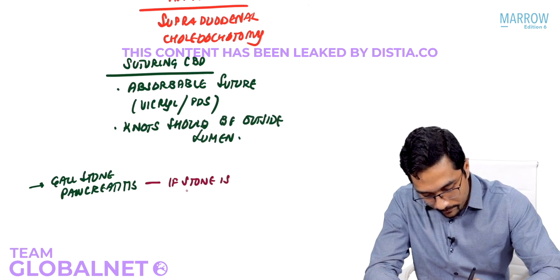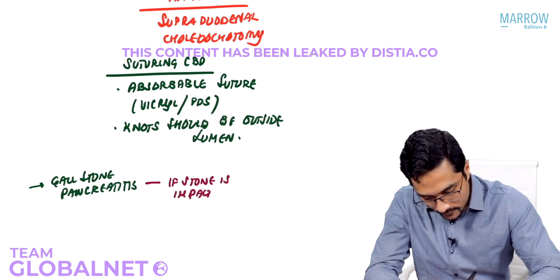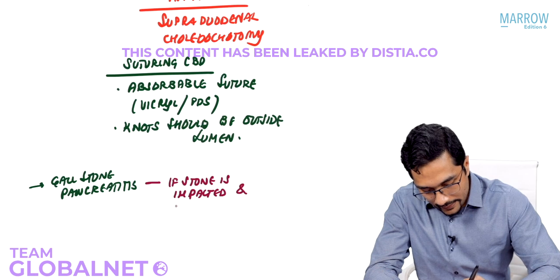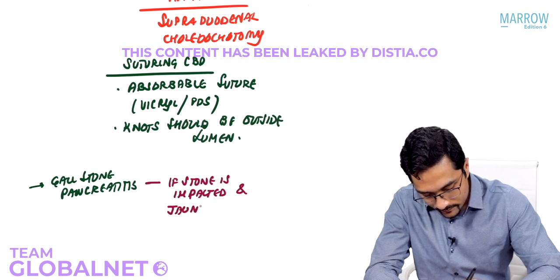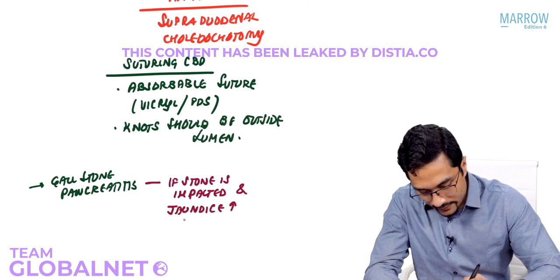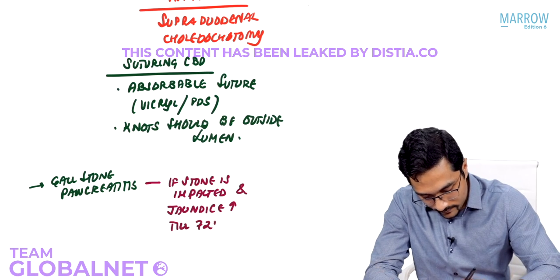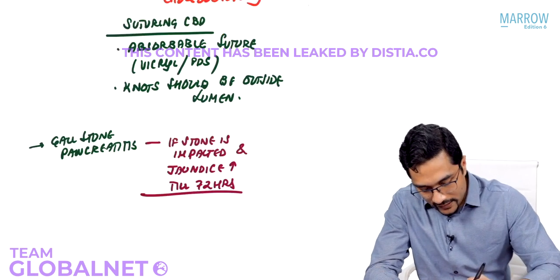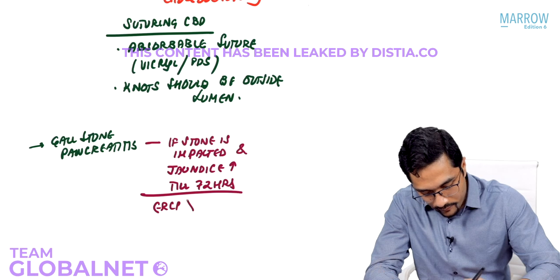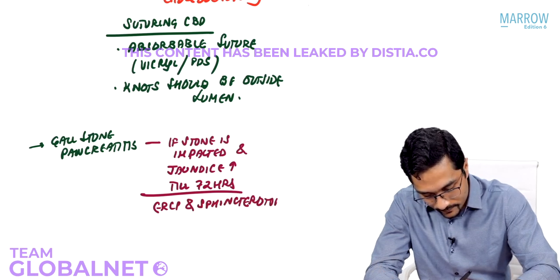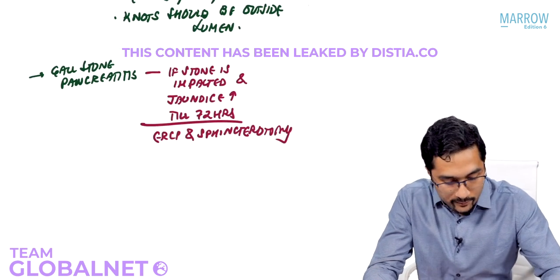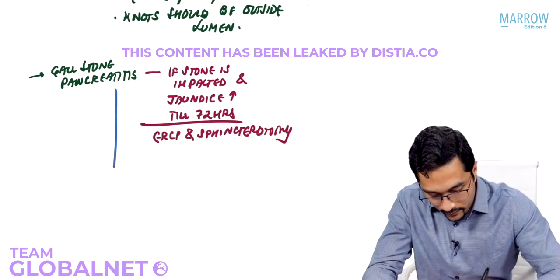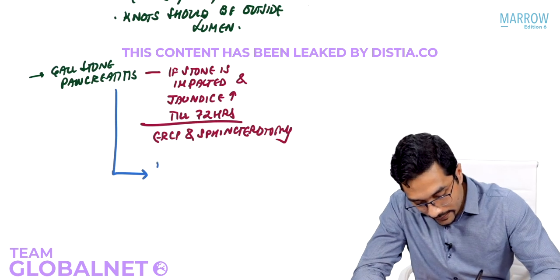Just a word of advice here, that if you have a patient with gallstone pancreatitis, if stone is impacted and jaundice is increasing till 72 hours, then in these patients we should do ERCP and sphincterotomy, and we should remove the stone.